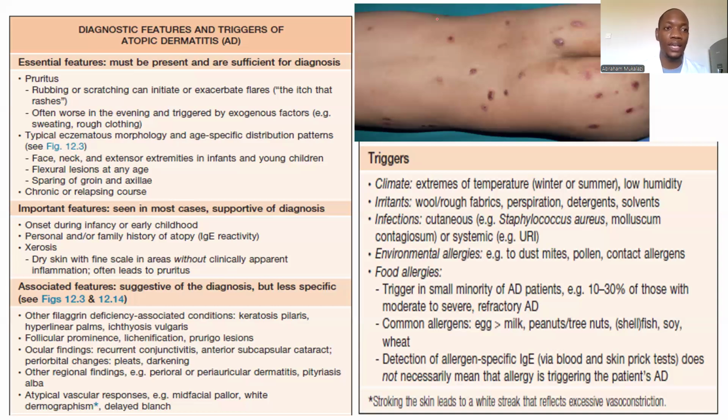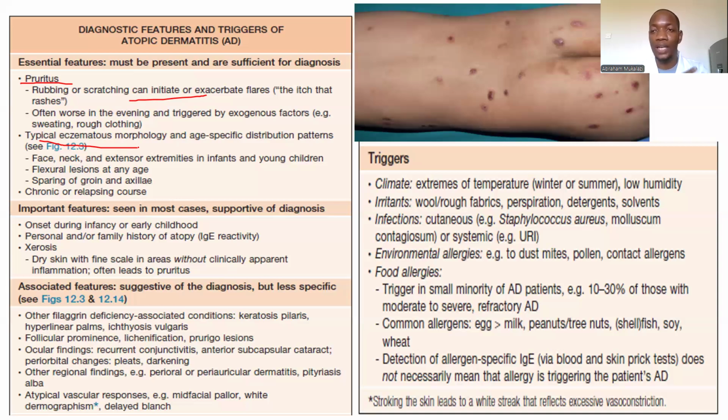So we have what you call the essential features of atopy, which are the features that are supposed to be there. The first one is pruritus. So someone will have rubbing and scratching that can initiate or even exacerbate flares. Then they have the typical eczematous morphology, and then the specific age of onset. In atopy, after knowing that it's pruritus, we look for the typical morphology depending on the age of the patient.